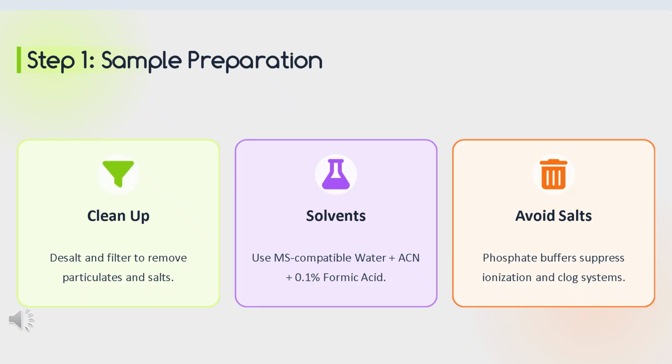Before we even touch the instrument, sample preparation is critical. We start by cleaning up the sample, desalting and filtering to remove particulates and salts. Then we use MS-compatible solvents like water, acetonitrile, and a small amount of formic acid. And we always avoid phosphate buffers because they suppress ionization and can clog the system. Think of it this way: clean samples give clean spectra. Most LCMS problems actually start here, not in the instrument.